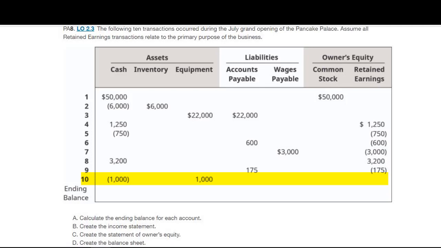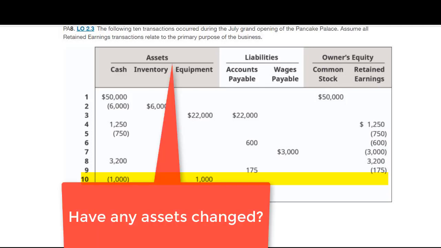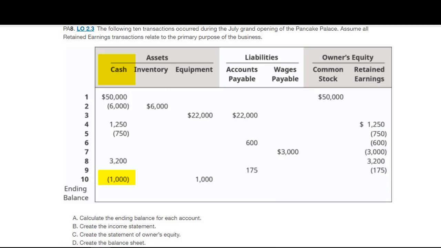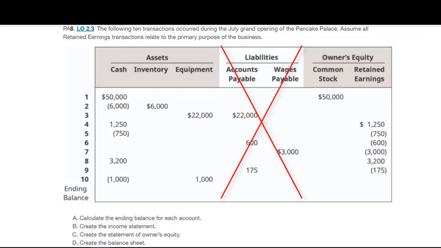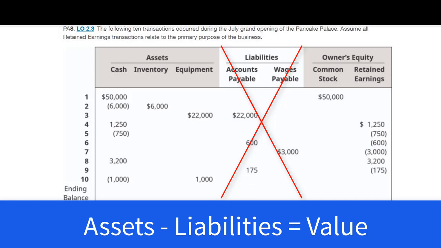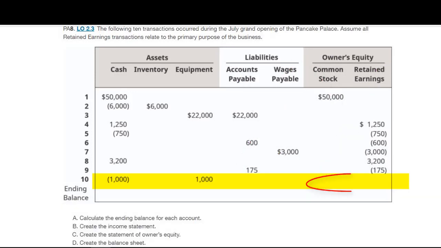And as a result, in row 10, when we ask ourselves, have assets changed? Sure. Cash goes down by 1,000. Equipment goes up by 1,000. And so assets overall in total do not change. There's no impact on liabilities, and thus A minus L or V value does not change either. There are thus no numbers in the value columns.